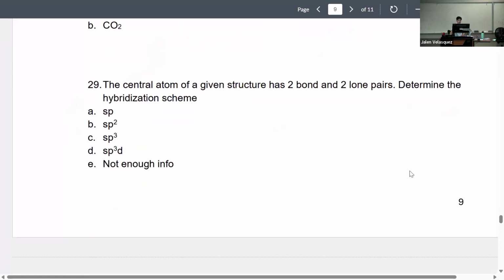All right, 29, the central atom of a given structure has 2 bonds and 2 lone pairs. What's the hybridization? sp3, right? 4 electron groups, 4 minus 1, sp3.